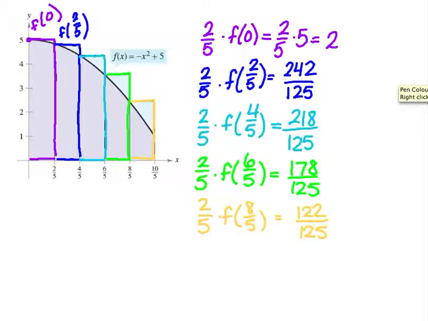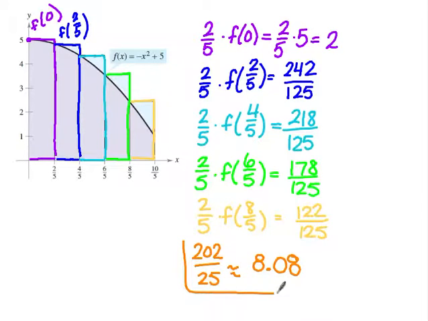So what would this sum be? Which is 202 over 25. So what type of sum is this known as again? The upper sum. So obviously we know that the true area is somewhere between 6.48 and 8.08. Whoa.